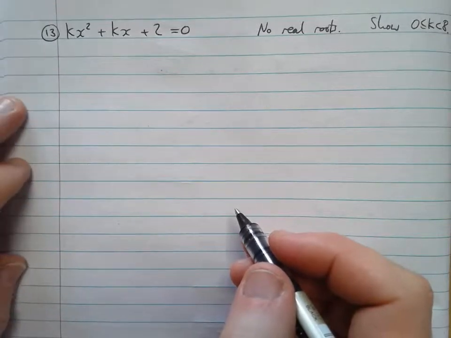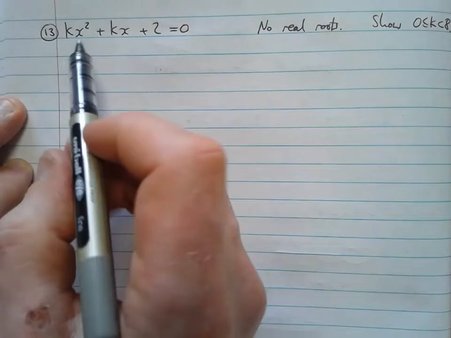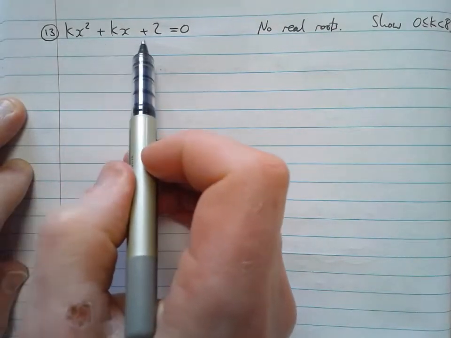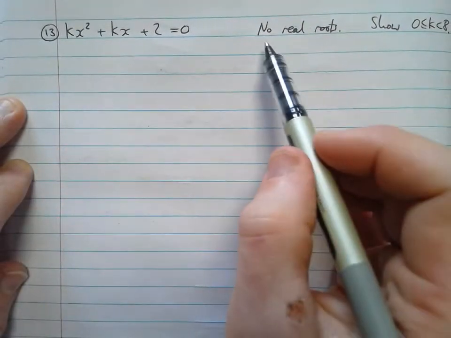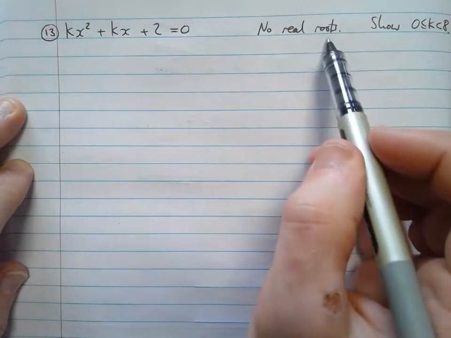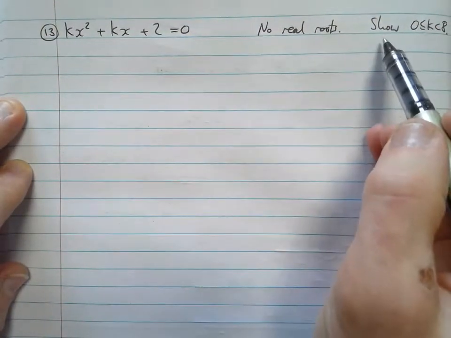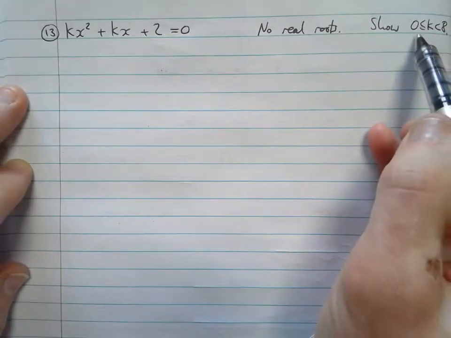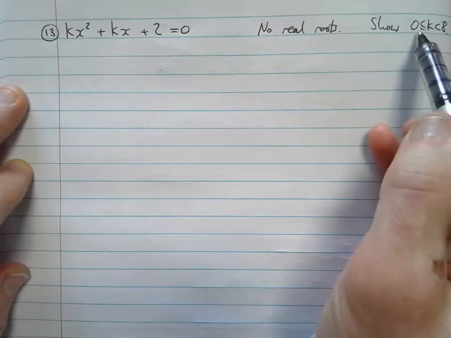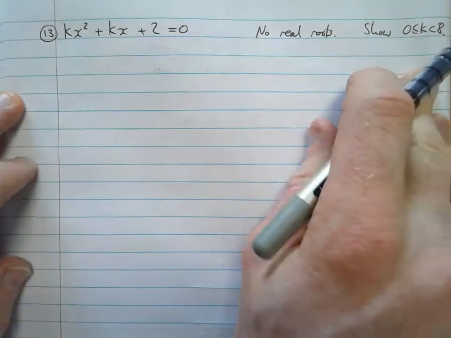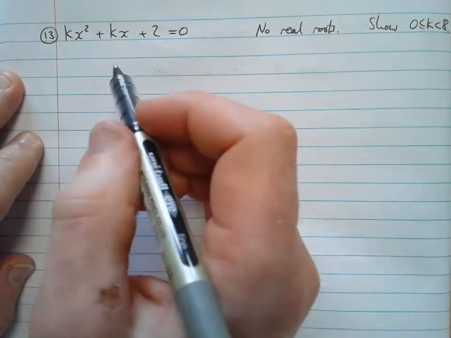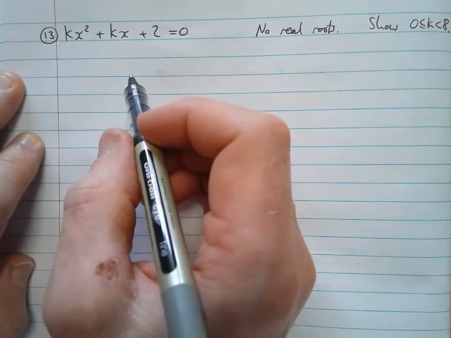Question 13. Here we have kx squared plus kx plus 2 equals 0, and we're told that that equation has got no real roots. And given that it's got no real roots, we're asked to show that k must be between 0 and 8, where 0 is included but 8 is not fully included. Okay. So, it's got no real roots.